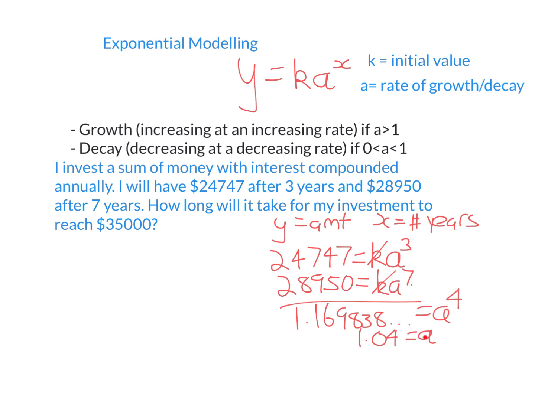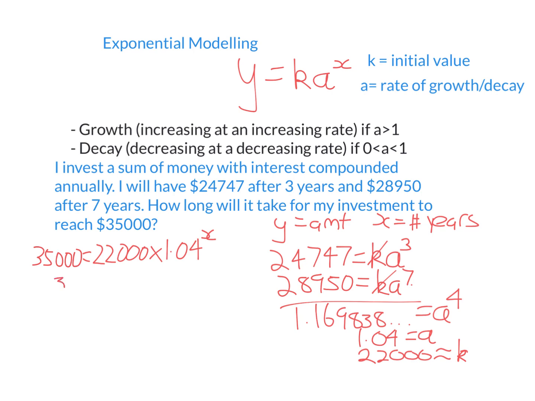I can easily find k by substituting back into, say, this equation here. So I take 24,747, divide by 1.04 cubed, and I get about 22,000 is equal to k. That means the equation is y equals 22,000 times 1.04 to the power of x. So this person has invested $22,000 at 4% per year. If I want to know how long it will take to reach 35,000, I just change y to 35,000.